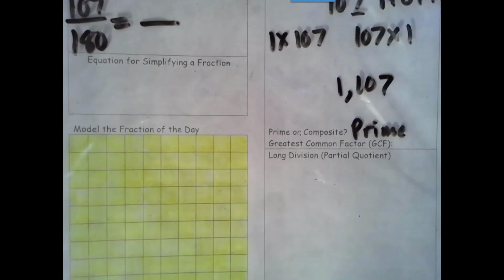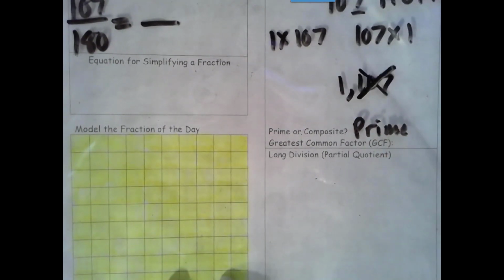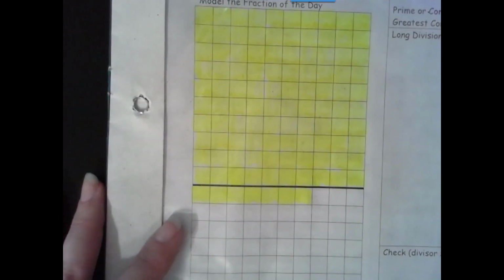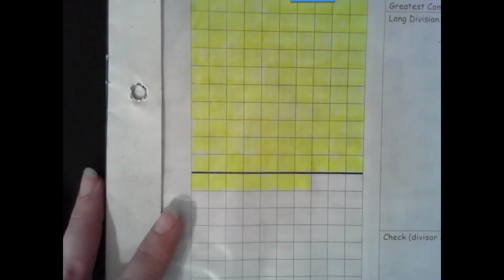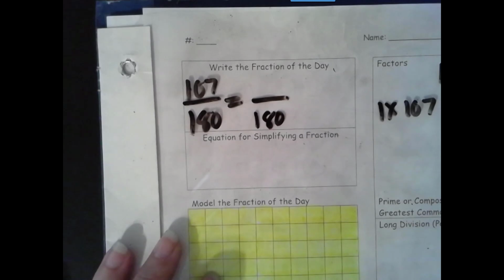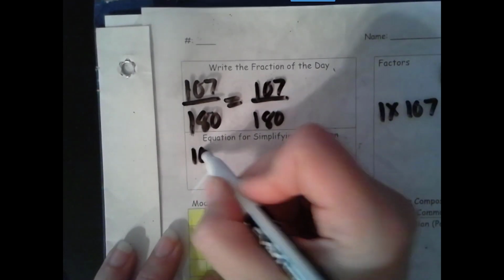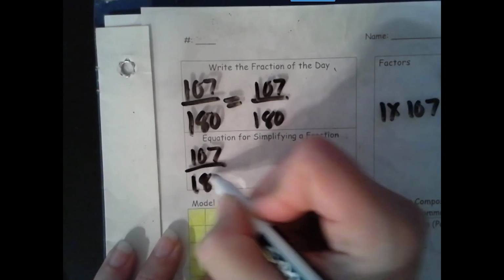Now we want to figure out what our greatest common factor is. Since we only have 73 school days left, I cannot make a group of 107 out of that. So that means 1 is our greatest common factor. Let's go ahead and make our groups of 1. Done. How many total groups of 1 do we have? We have 180. How many are shaded in? 107.